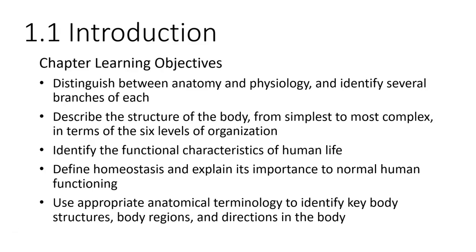Our next objective is to determine the structure of the body from the simplest to the most complex. We have 6 levels of organization. We'll go into a little bit more detail about that. And then we want to identify some specific characteristics of human life, and we're going to talk a bit about homeostasis because it is really important to how humans function. It's a really vital basic concept that we need to talk about.